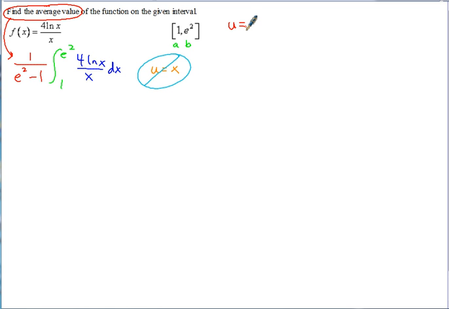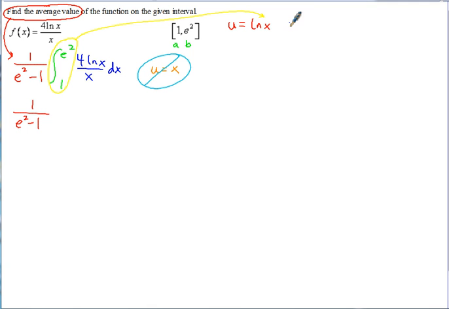Well, since we don't know how to integrate natural log of x, you haven't learned that yet, then it would make sense to say u equal to it to get rid of it. And let's see how that's helpful here. Well, on the outside, we'll still have this 1 over e squared minus 1. But since we're saying u equal to the natural log of x, we have to convert our lower and upper limits. So let's go ahead and substitute those in one at a time.